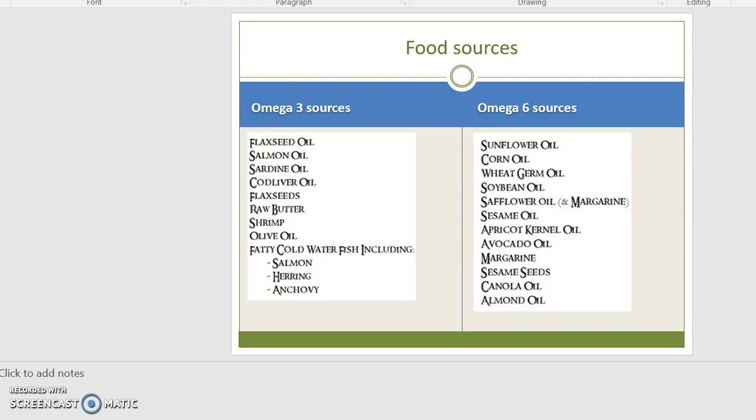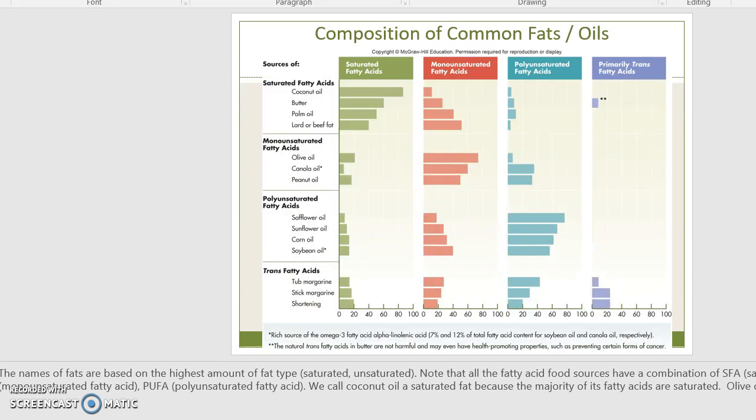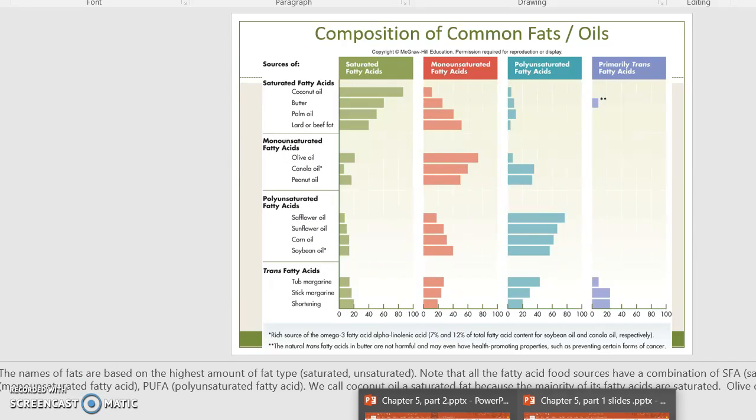So you'll be learning that it's the fat that's the most prominent that we call, like for instance, olive oil is considered a monounsaturated fat just because most of the fat in that oil is monounsaturated. So here you can see with the composition of fats and oils that a monounsaturated fat would be olive oil, because if you look at the color coding, it has the most of the monounsaturated fat. It does have saturated and unsaturated, but not as much. So that's how they categorize the different fats.